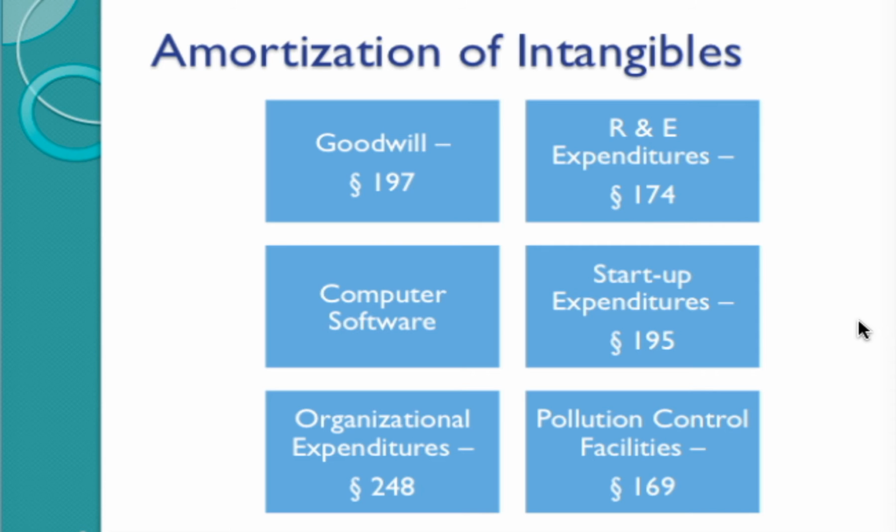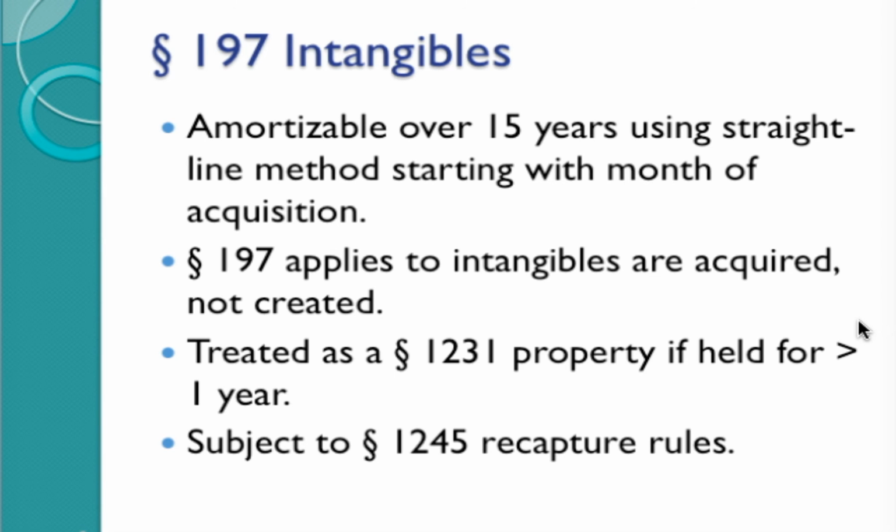So these are various categories that we would want to take a look at for amortization of intangibles. Under Section 197, these intangibles are amortized over a 15-year straight line method with month of acquisition. Section 197 only applies to intangibles that are acquired, not developed within the company. So it can't be something developed within research and development of your company. It has to be something that you went out and purchased.